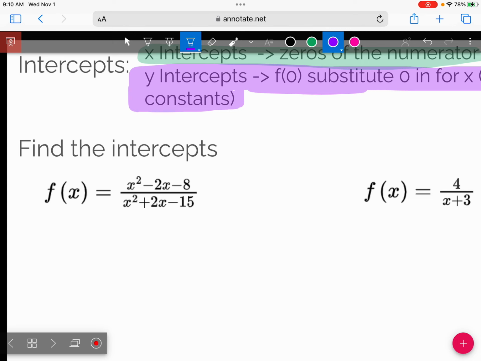All right, so what we're going to do is we're going to find where our numerator equals 0. So we're going to take this guy and factor it to get our x-intercepts.